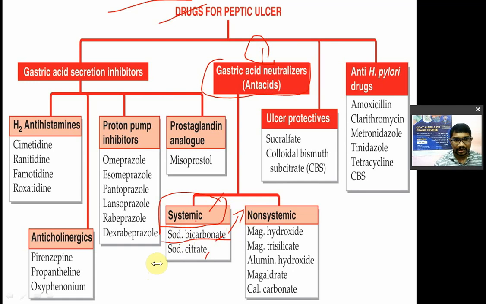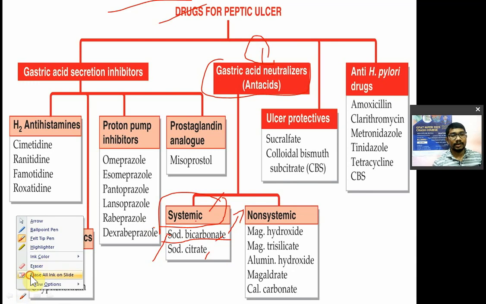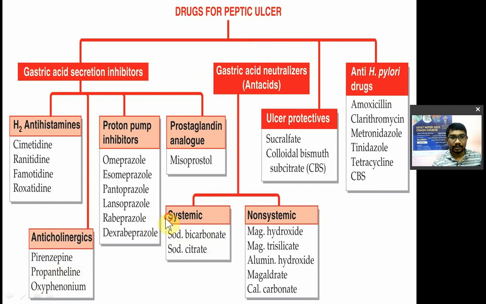It has another adverse effect known as rebound of acidity. It causes rebound acidity, meaning it immediately neutralizes your acid. This is the sodium bicarbonate that is present in ENO. You might have used ENO, the fizzy one; that is a systemic antacid, containing sodium bicarbonate. That will decrease your acidity in about 6 seconds.